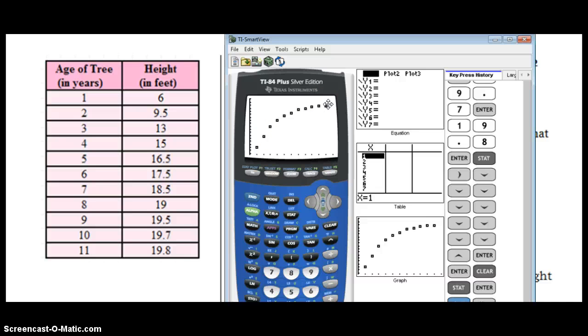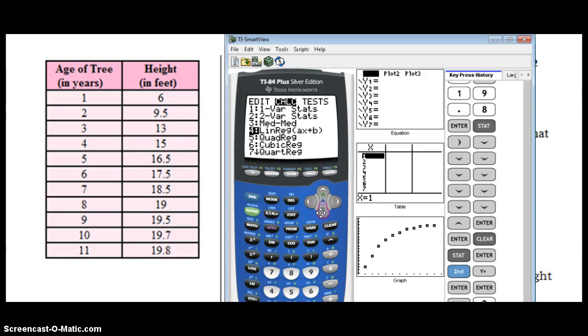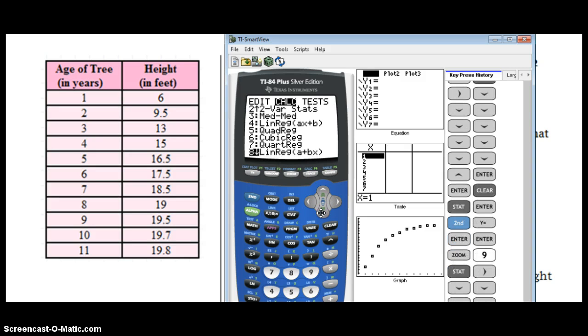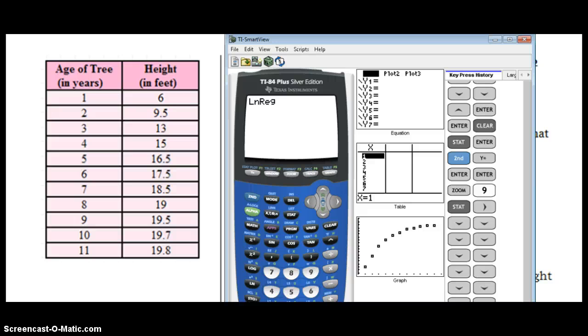So our cherry trees are growing at a natural logarithmic rate. Now, when we run our regression, we want to run it with the natural logarithmic because it's a natural growth. And so we're going to hit number 9. Do not use logistic in this unit. No matter what, always use natural log. So the LN regression, number 9. So you're going to hit number 9 for the natural logarithmic regression and enter again.